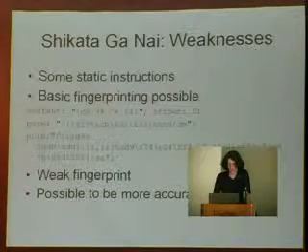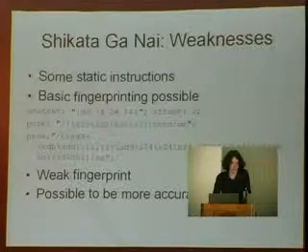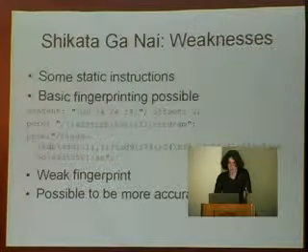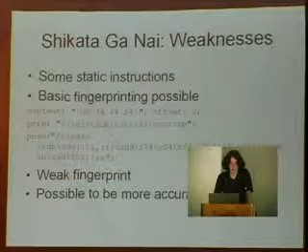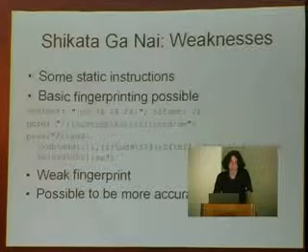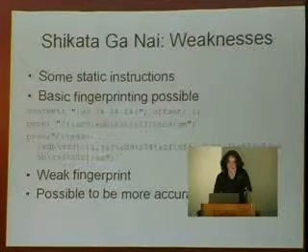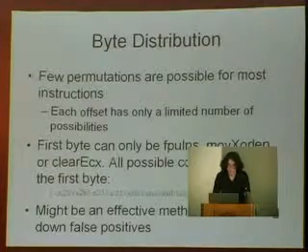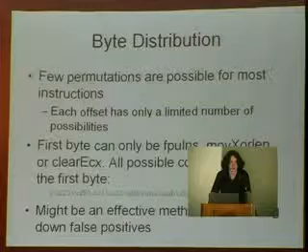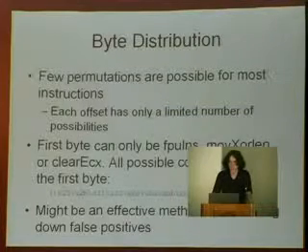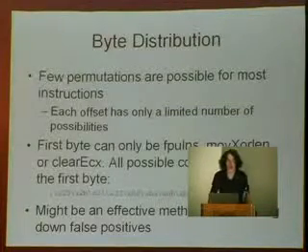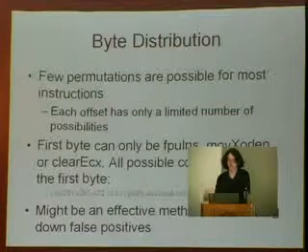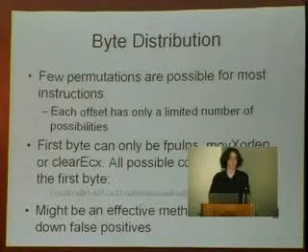However, it's still a fairly weak fingerprint, and many false positives can occur on this because it just doesn't fingerprint on that much data. So is it possible to be more accurate, because this doesn't really provide us with much? The answer comes in looking at byte distribution. Basically, few permutations are possible for most instructions, and each byte offset in the encoder has a limited number of possibilities. Well, what does that actually mean?